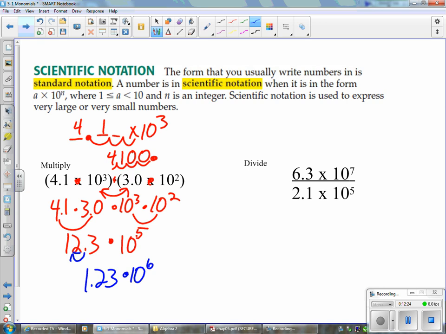Dividing works the same way. Divide these two numbers together. 6.3 divided by 2.1 is going to be just a simple 3, times 10 to the 7 over 10 to the 5. I've got 7 tens on the top. I've got 5 tens on the bottom. Divide all 5 of the tens out of the bottom with 1, 2, 3, 4, 5, and you're left with 10 to the 2. Hope this helps.